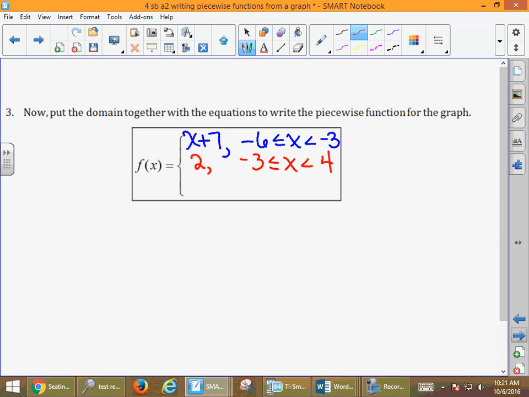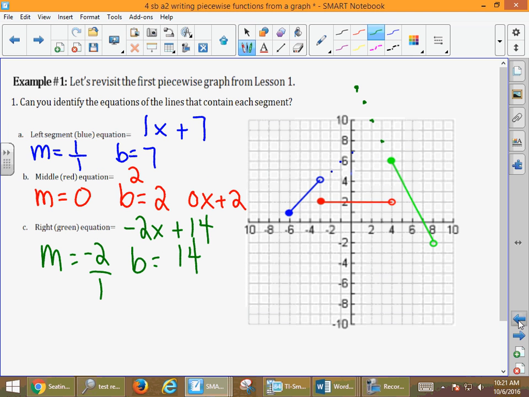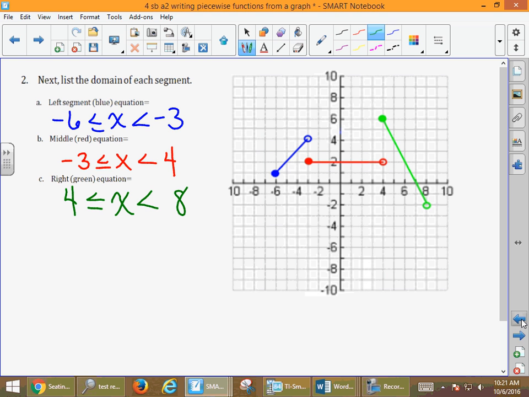And then we need to do our green segment. We go back and we look at our equation of our green segment, which is -2x plus 14. Comma. And then we fill in our domain that we found in part 2, which is 4 is less than or equal to x is less than 8.